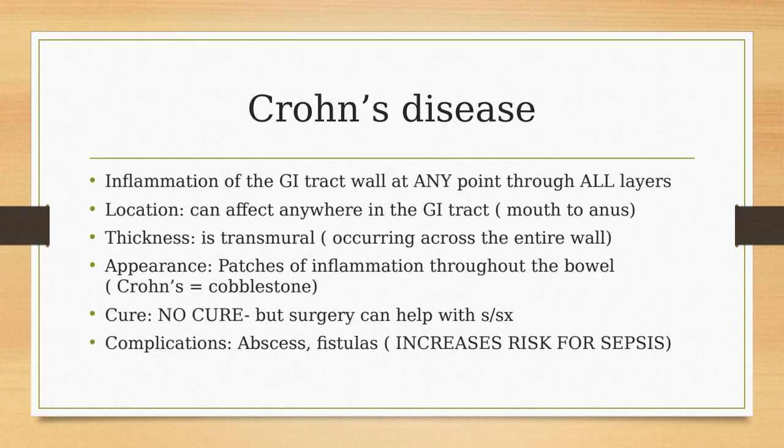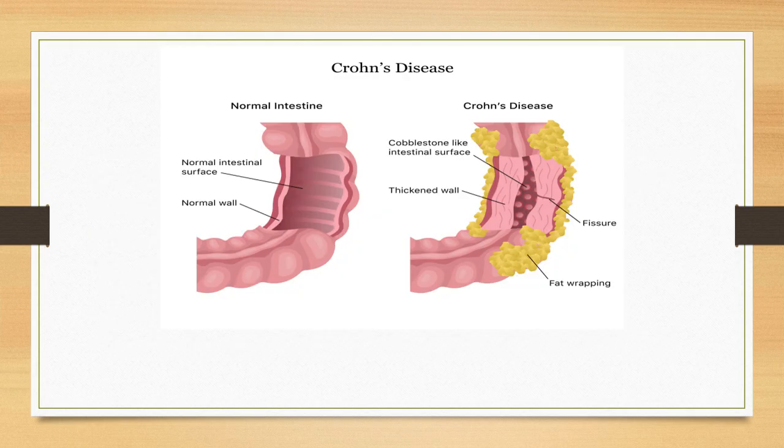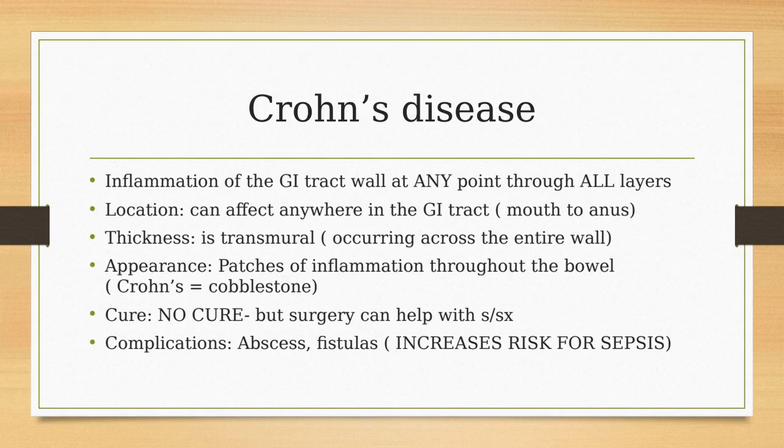All right. So here's a normal intestine on the left-hand side, normal wall, normal surface area. But if you go over here on the outside of this lining, that's the cobblestone-like appearance, like a walkway with cobblestones on it. All right, so that's very specifically going to look different on visualization than ulcerative colitis. So the complications, the cure, there is no cure for Crohn's. So let me say that again, there's no cure. So we can cure ulcerative colitis with a colectomy, but we cannot cure Crohn's disease.